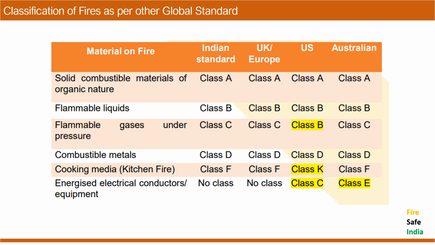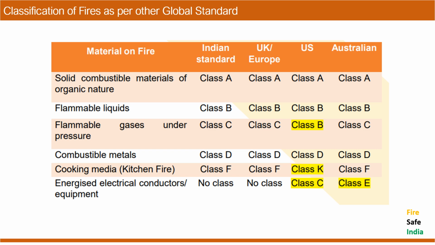Cooking media, kitchen fire, as per Indian standard, we call it class F, but it does not fall under the classification of fire. But still, we know it as class F. As per UK Europe standard, it is the same, class F. We have copied that class F from the UK Europe standard to have class F fire knowledge in India also. In the US, as per NFPA, it is class K. So cooking media fire, cooking oil fire falls under the category of class K as per US or NFPA standard. In Australian standard, it is the same as UK, Europe, class F. So we use the same knowledge of UK, Europe and Australia of class F fire in India also.